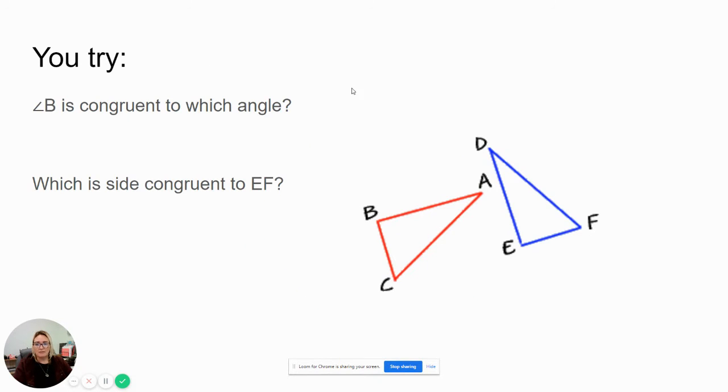So here I'm going to give you guys a chance to try this. Okay, there's not going to be a right or wrong answer, but just pause for a second and look. Angle B is going to be congruent to which angle on this blue figure? And EF is going to be congruent to what side on this red figure?